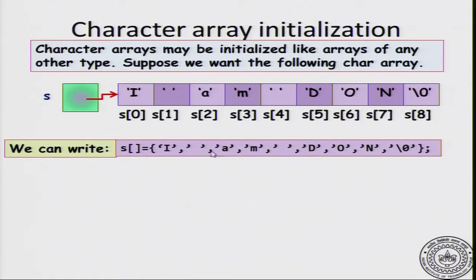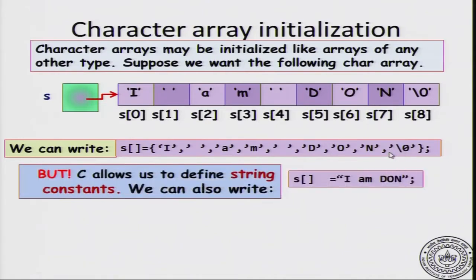Notice that each character is enclosed in single quotes. So, the space character is a space enclosed in single quotes, and so on until the last, which is a null character, which is \0 enclosed in a pair of single quotes.